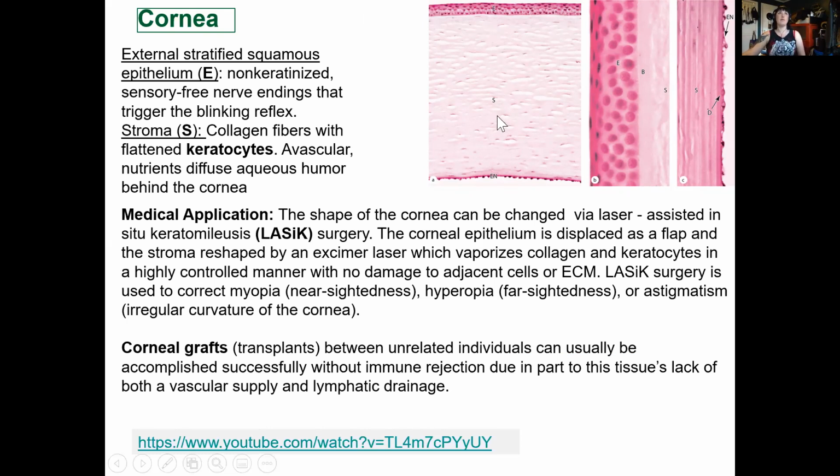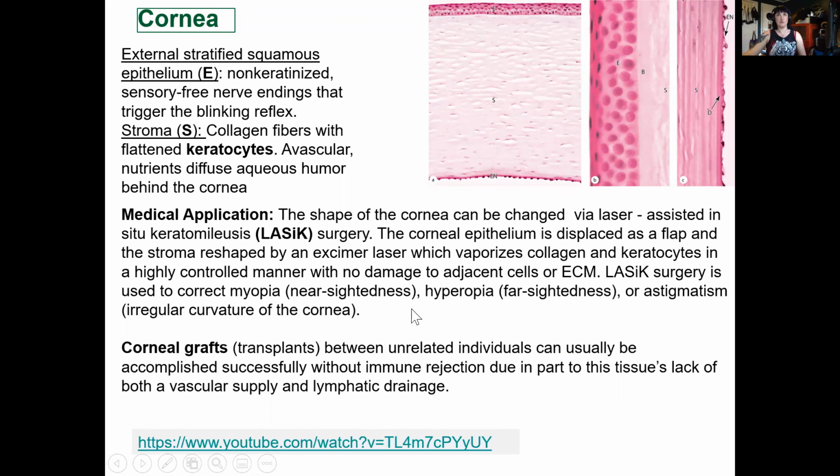The stroma is collagen fibers and flattened keratocytes. Again, avascular, so the aqueous humor causes oxygen to diffuse into this, which keeps whatever living cells alive. And then on the external surface, of course, there's oxygen ambiently that can diffuse in. So we've got oxygen diffusing from both ends. And then there is the little endothelial lining, which is very, very narrow.